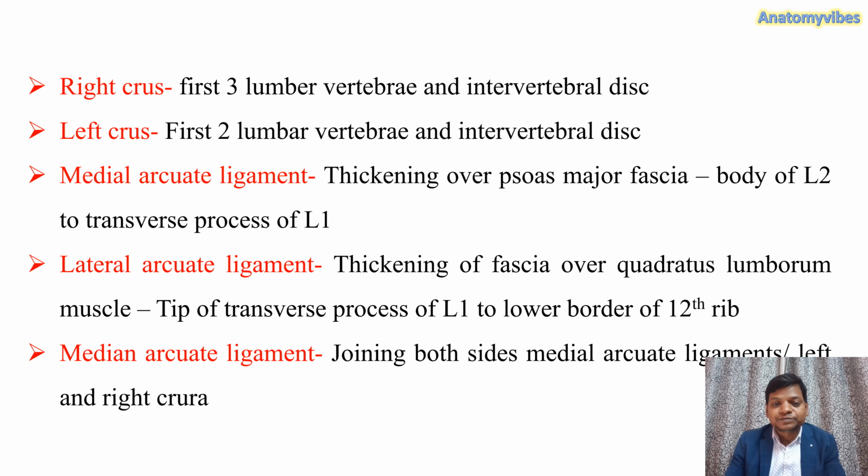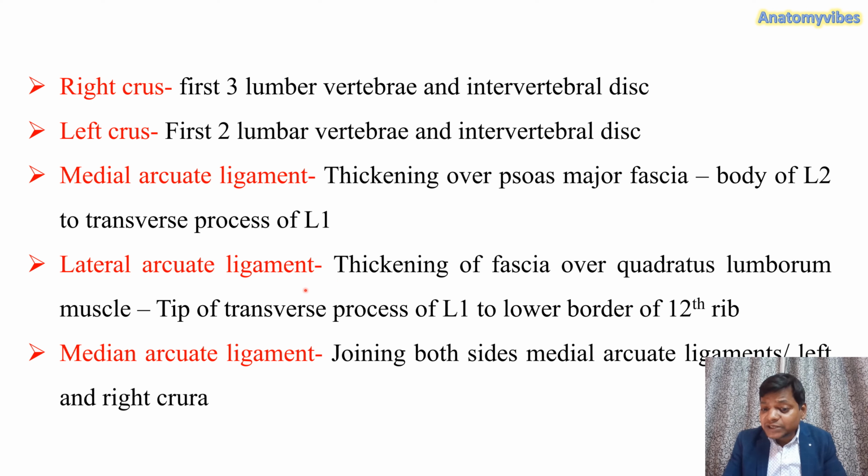Moving further, descriptively, we can say that the right crus takes origin from the first three lumbar vertebrae and the intervertebral disc. The left crus takes origin from the first two lumbar vertebrae and intervertebral disc. The medial arcuate ligament is a thickening over the psoas major fascia. And how is it attached? It is attached to the body of L2 and to the transverse process of L1.